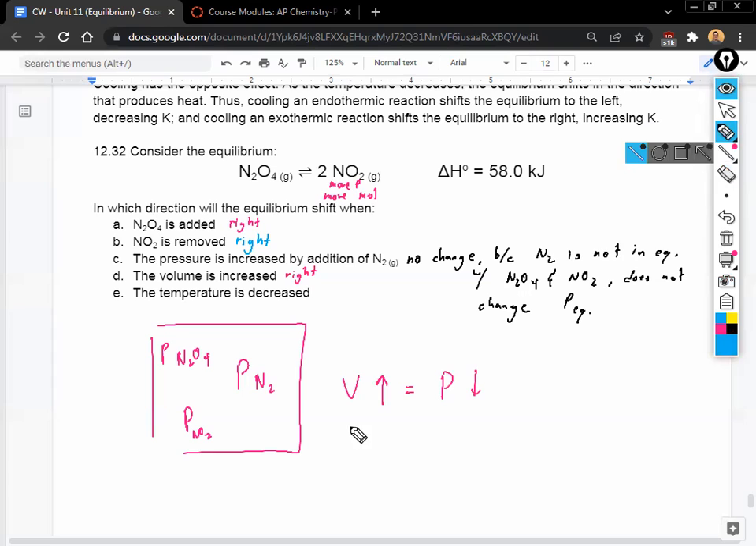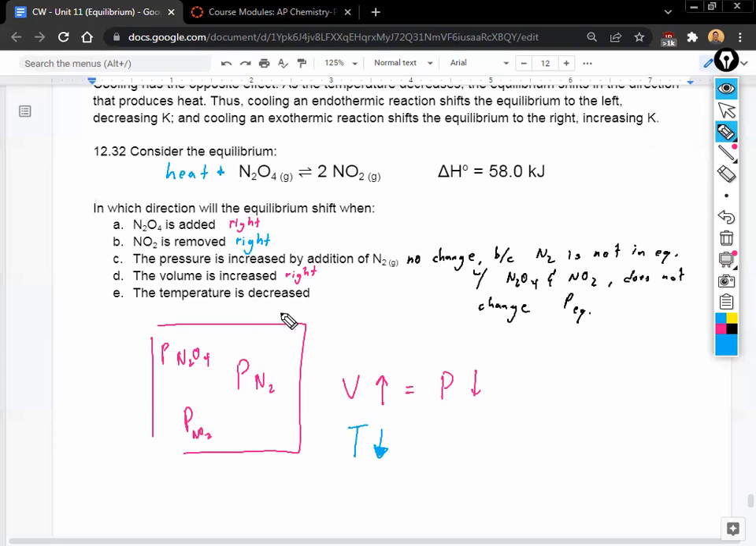Okay, and then lastly, let's go to the temperature. So if the temperature is decreased, we've got to figure out what happens to equilibrium. Now, in order to talk about this, we need to take a look at the enthalpy. And we just did this, so I'm hoping y'all remember. So if you take a look at the change in enthalpy, it's a positive change, right? If it's positive, is heat a reactant or a product? Yeah, heat is going to be a reactant.